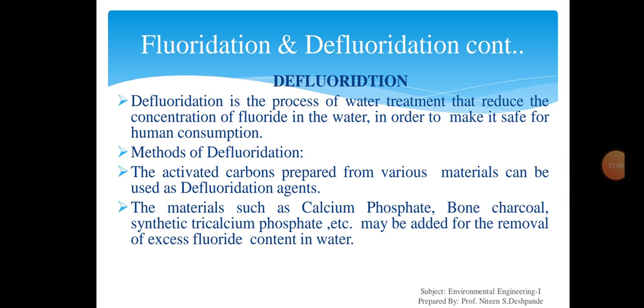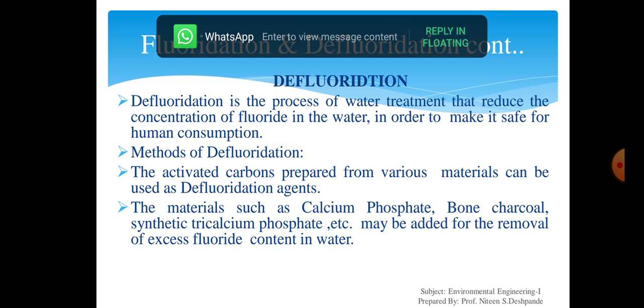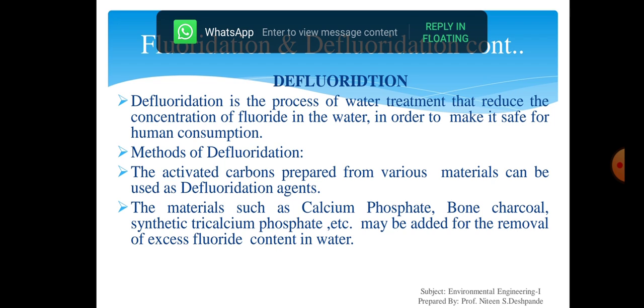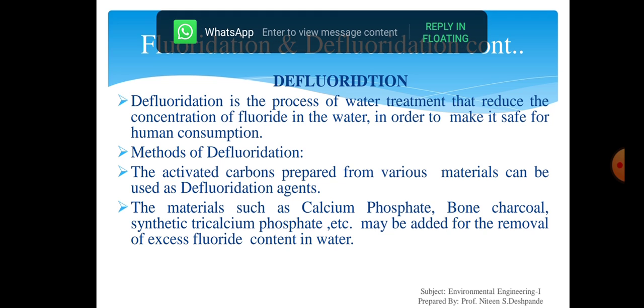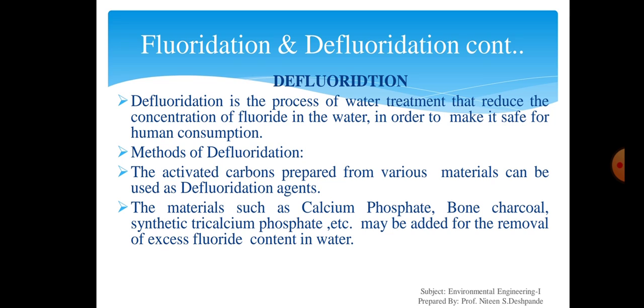Now we'll discuss what is meant by the bone charcoal method. Bone charcoal is a blackish, porous, granular material. The major components of bone charcoal are calcium phosphate, which is present at 57 to 80%, calcium carbonate at 6 to 10%, and activated carbon at 7 to 10%.